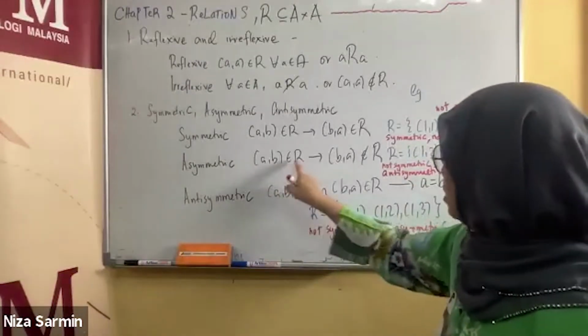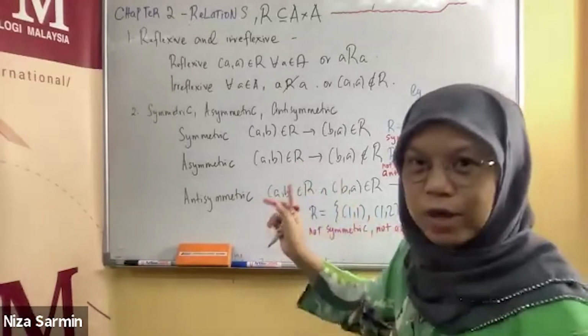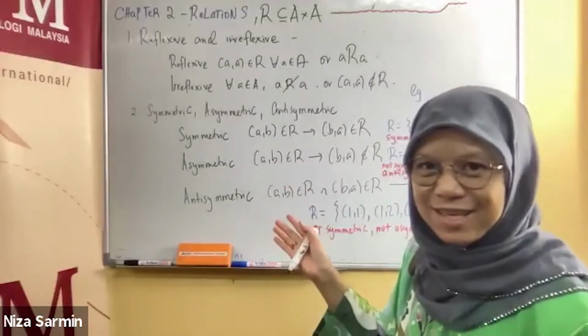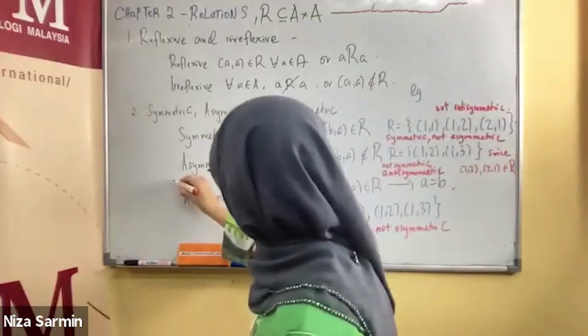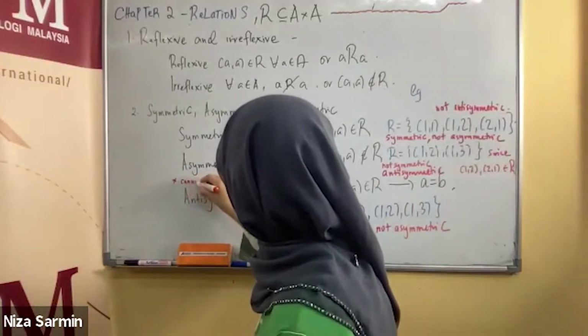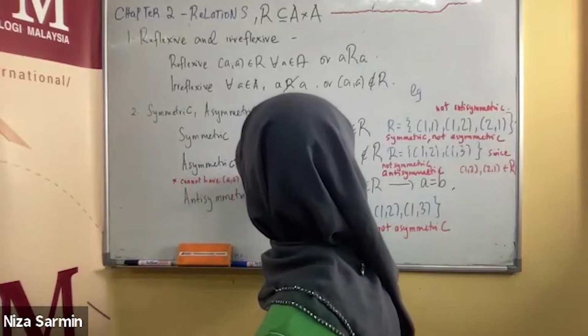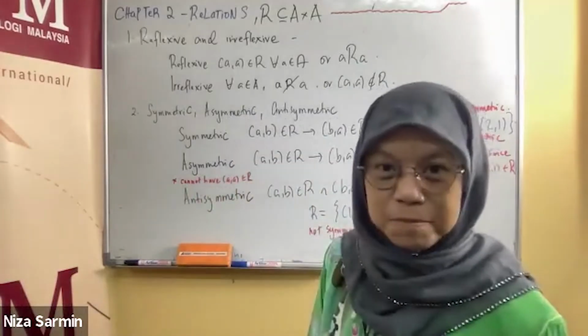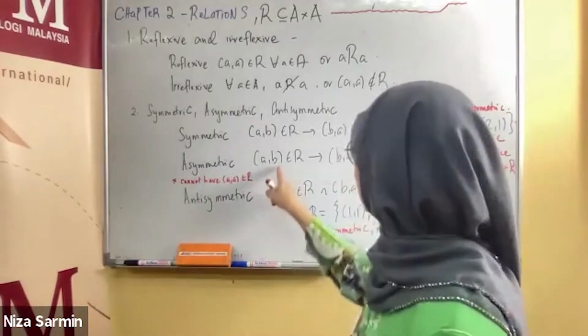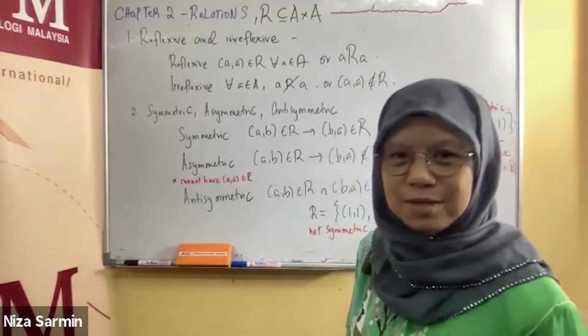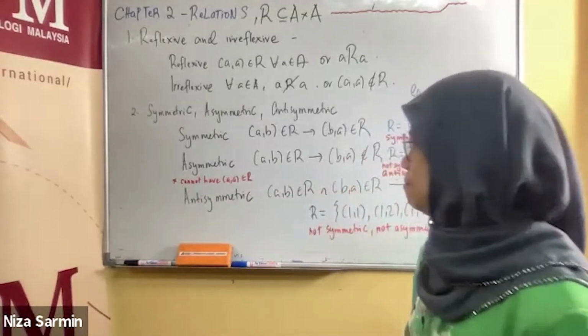Because (1,1) is in R, of course (1,1) is in R. So you can put a note here: cannot have (a,a). Because if there is a (1,1), definitely there is a (1,1). So it is not. So cannot have (a,a) to be asymmetric.